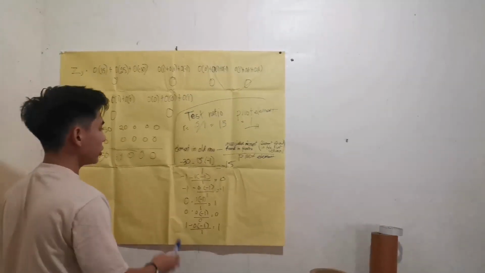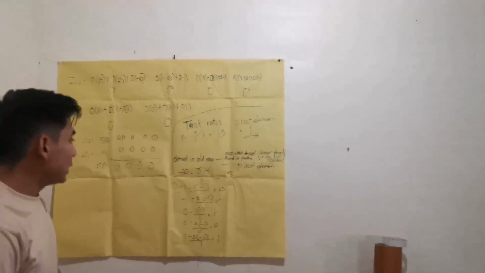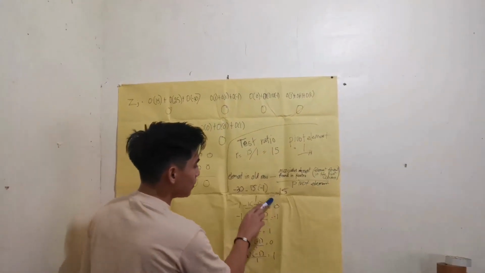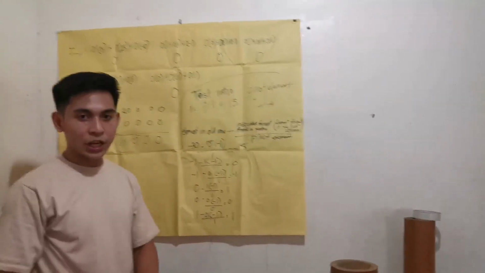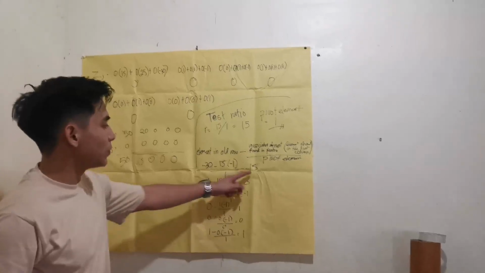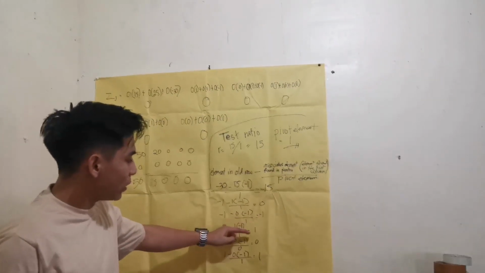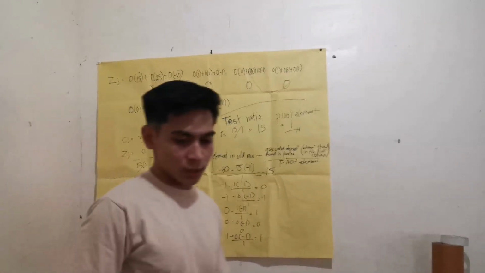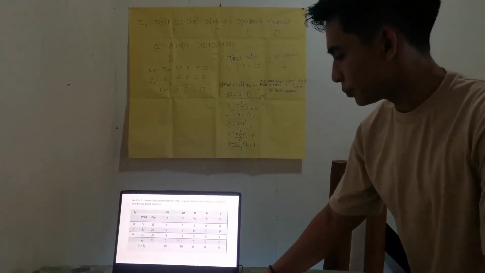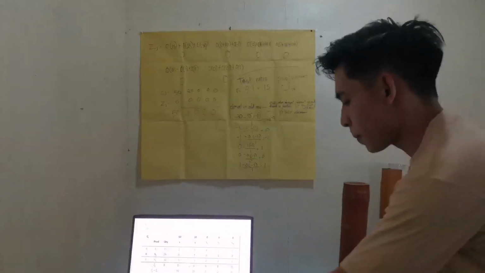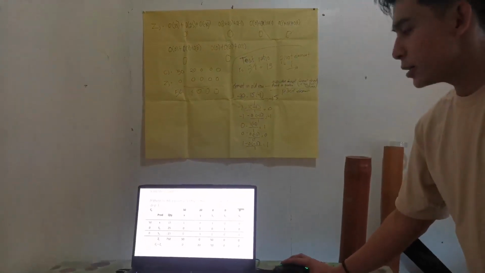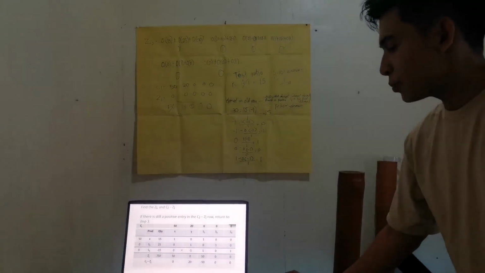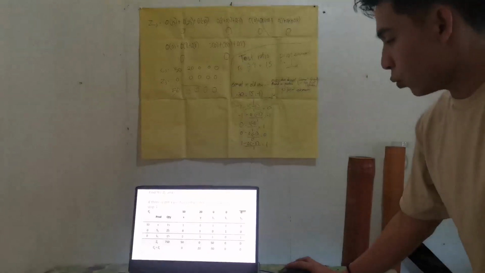So yan. Ito na yung all in all. And itong mga na gawa natin na new value, ito yung i-change natin sa S sub 3, which is negative 15, 0, negative 1, 1, 0, 1. Punta tayo sa next slide. Nakita nyo na sa S sub 3, nag-change siya. Negative 15, 0, negative 1, 1, 0, 1.